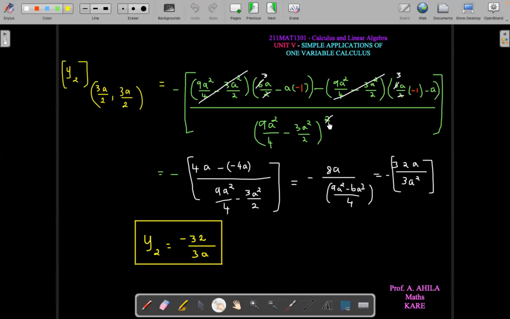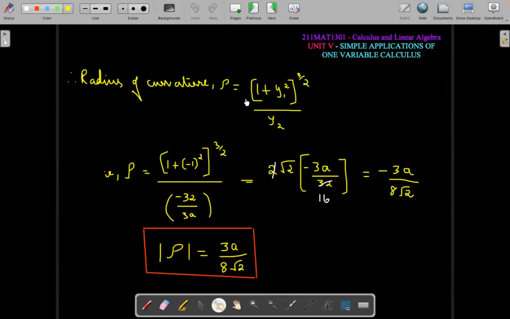One factor reduces. The remaining, when we simplify, we get 4a minus of minus 4a, by the denominator's one factor, 9a square by 4 minus 3a square by 2. Now this is minus of 8a by the denominator. Simplifying, we get minus 32 by 3a. This is our y2 at the given point.